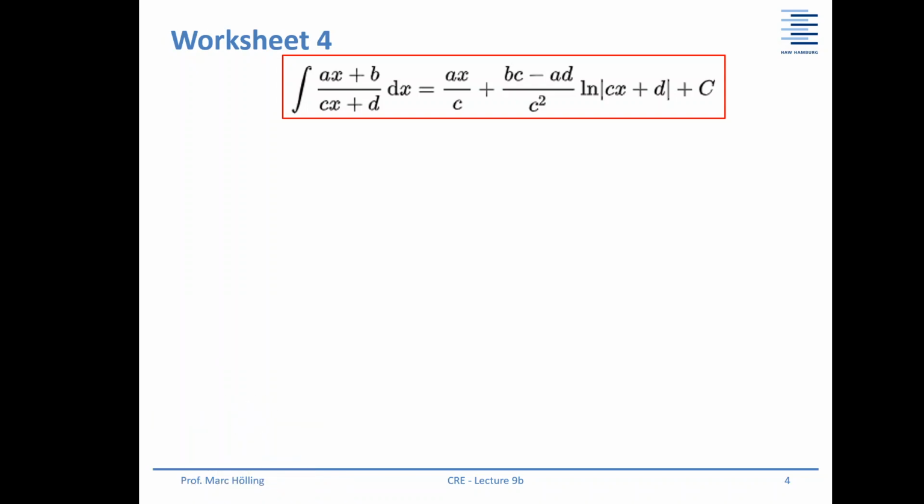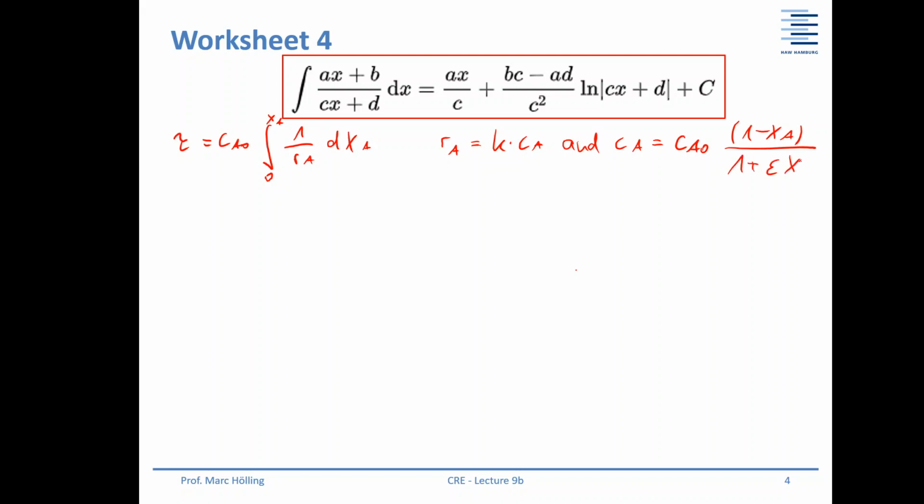Let's go back to red. We start with our equation. The residence time is CA0 times the integral from 0 to XA of 1 over RA dXA. Again, RA is k times CA, and now CA depends on your conversion, but also on your fractional change in density. So CA is the same as CA0, your inlet concentration, times (1 minus XA) over (1 plus epsilon XA). Okay, now we have to insert it here.